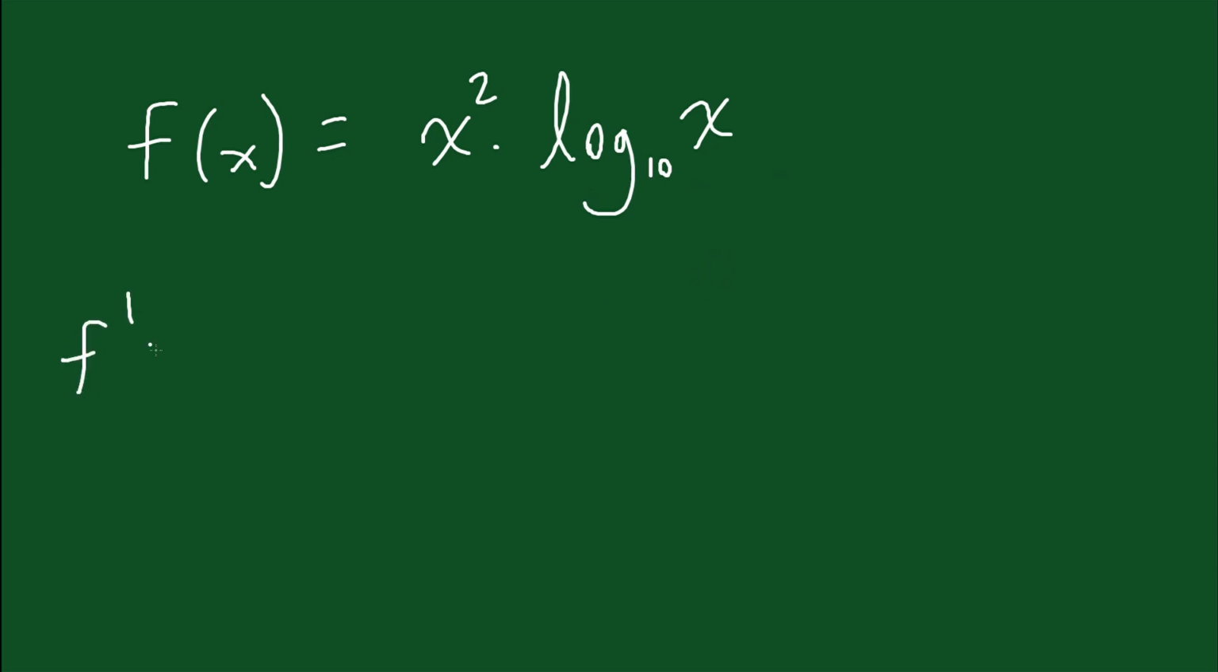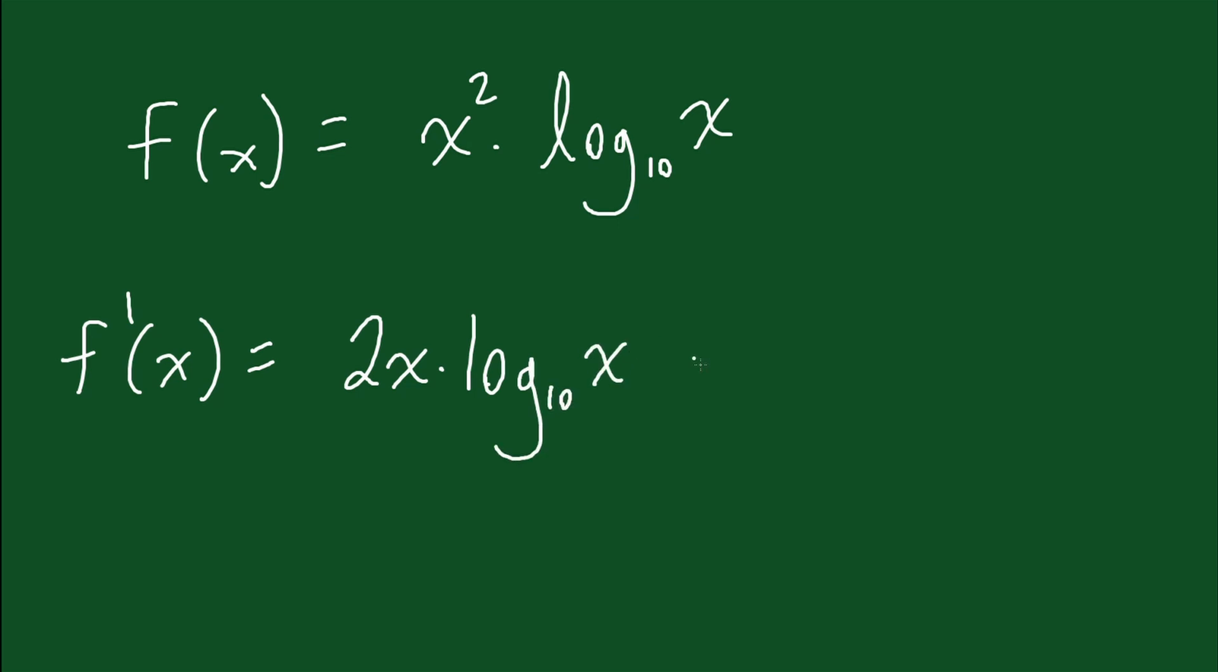So if I want to find the derivative, remember what our product rule is: the derivative of the first times the second plus the first times the derivative of the second. So f prime of x is equal to the derivative of x squared, which is 2x, multiplied by the second part, log base 10 of x, plus the first part unchanged, x squared, multiplied by the derivative of the second part. This is where we're applying our new rule. What's the derivative of log base 10 of x? Well, it's 1 over x natural logarithm of 10.